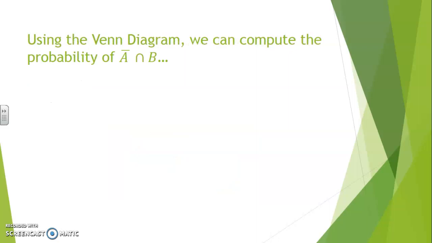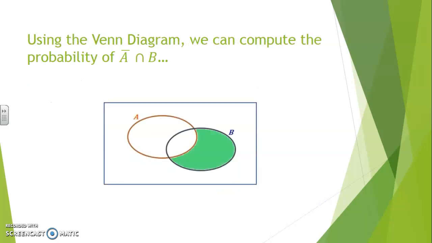So using the Venn diagram, we can then calculate the probability. The probability of A complement intersecting with B occurring is what's left when we start off with P of B and remove the intersection of A with B itself. So Venn diagrams are very useful to break down probabilities into simpler parts.